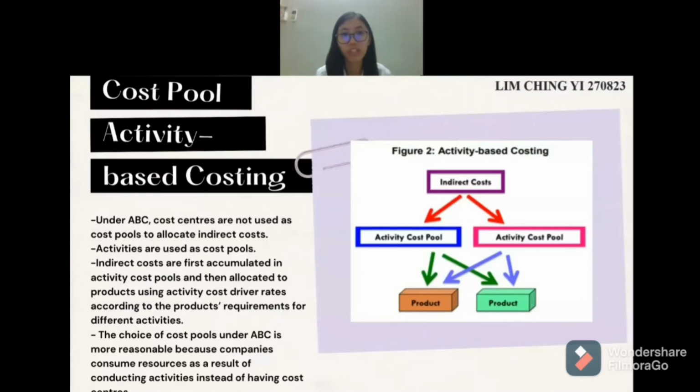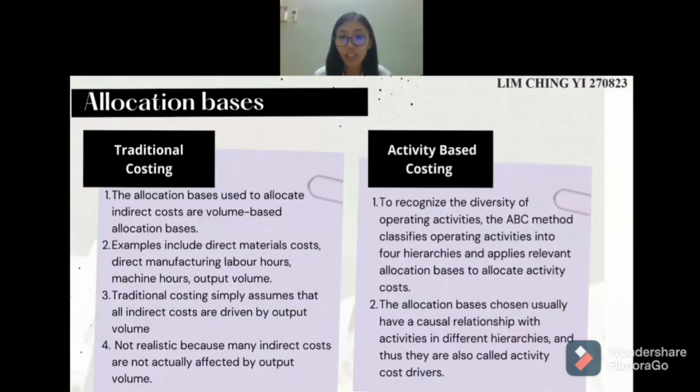Next, we're looking at the next perspective, which is the allocation basis. Under traditional costing, the allocation bases used to allocate indirect costs are volume-based allocation. Examples include direct material costs, direct manufacturing labor hours, machine hours, output volume, and so on. These allocation bases have a positive correlation with output volume. Therefore, they are called volume-based allocation bases.